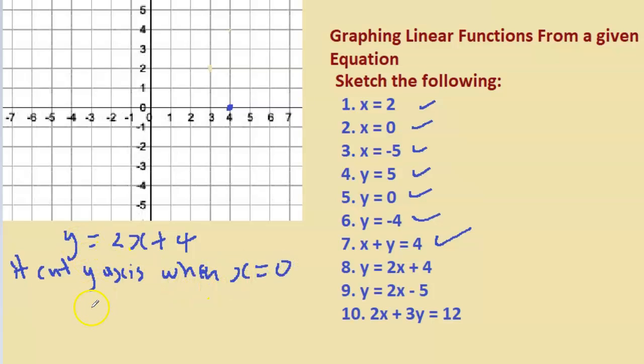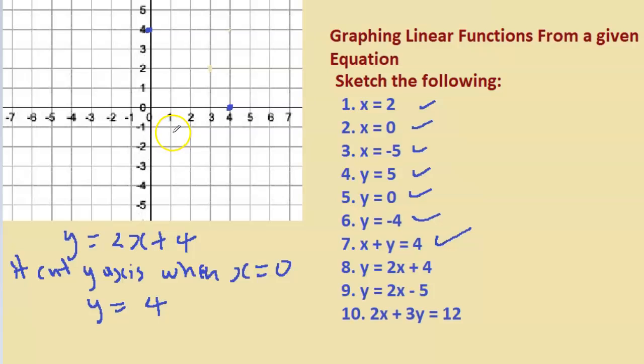Now when x equals 0, remember the equation of the line is y equal to 2x plus 4. But if x equals 0, then 2x will become 2 times 0. And 2 times 0 is 0, right? So all we have is y equal to 0 plus 4. So it cuts the y-axis at 4. Good?